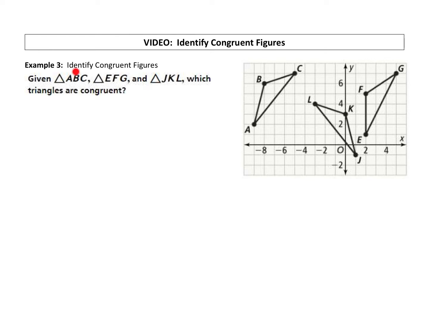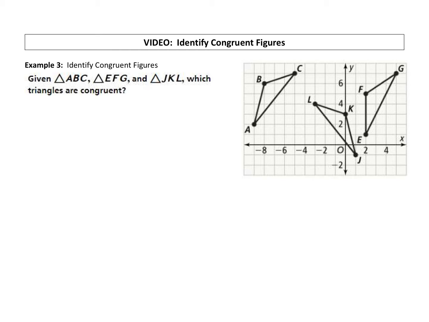All right, let's work on identifying congruent figures in our next example. So given we have triangle ABC, here it is, triangle EFG is over here, and triangle JKL, which triangles are congruent? So to find congruent triangles, if we can come up with a composition of rigid motions that maps one triangle to another one, then those triangles would be congruent to each other. So that's what we're trying to figure out.